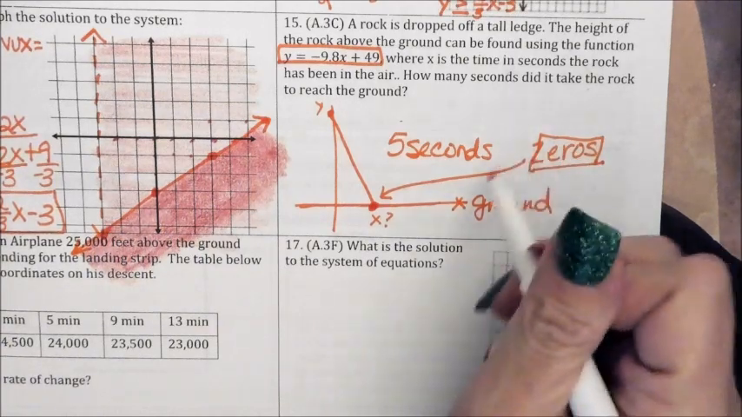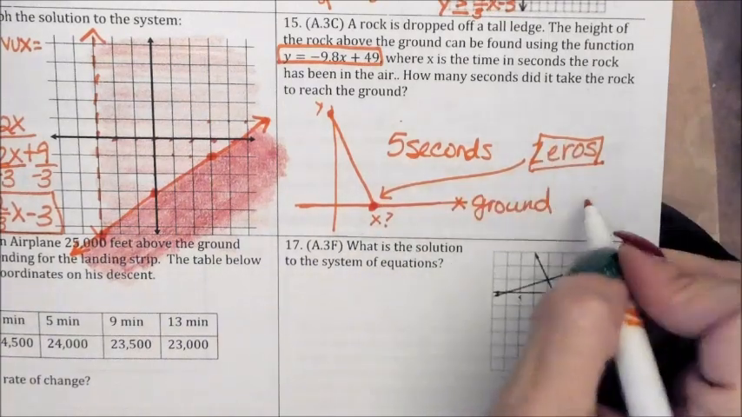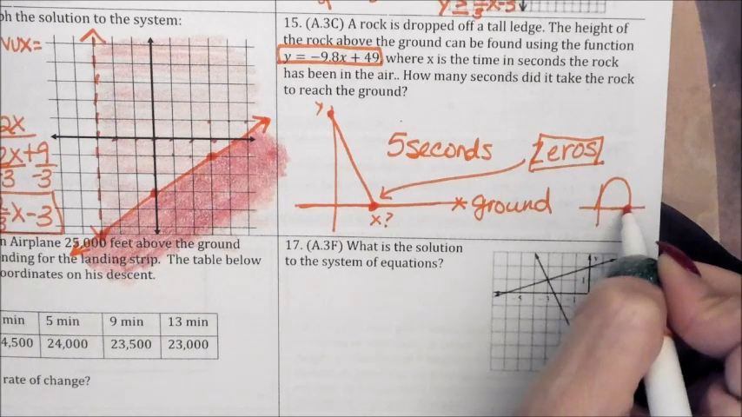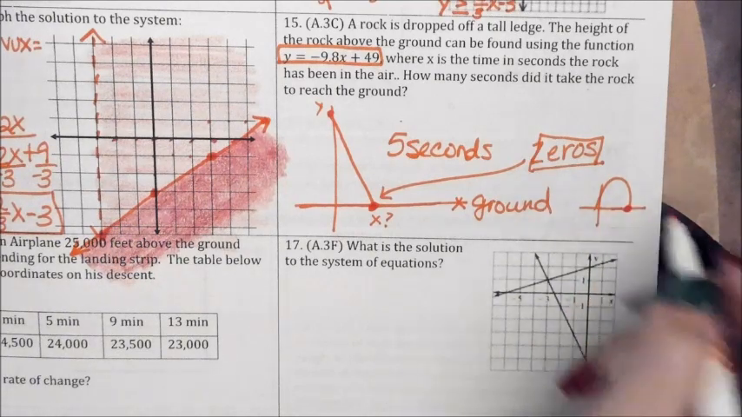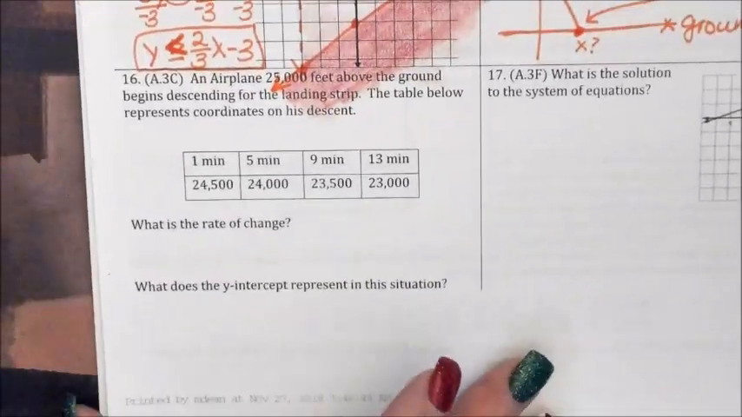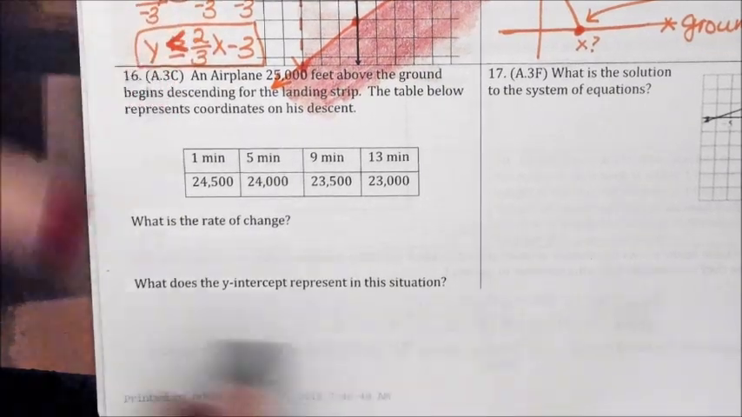You're trying to figure out what's the zero. When does it hit the ground? You'll see things like that when you kick a ball up in the air and it comes down. How long did it take the ball to hit the ground? Seconds, minutes, whatever it happens to be. You're finding the zeros. Okay, an airplane is 25,000 feet above the ground, begins descending for a landing strip.